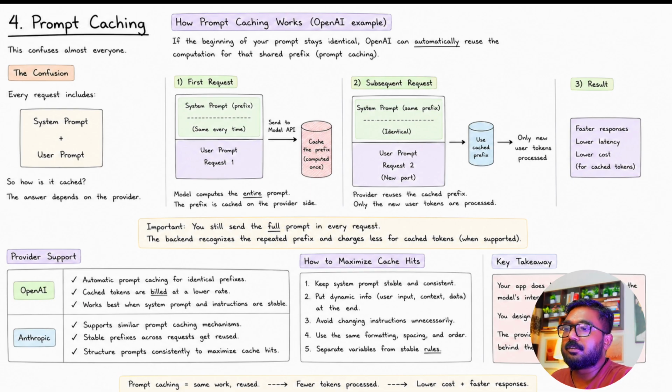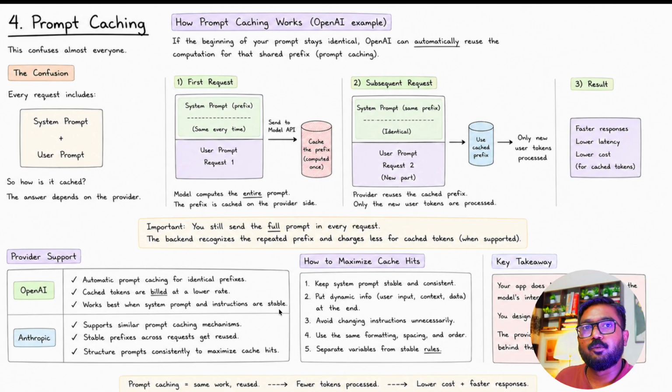These two providers, OpenAI and Anthropic, support the caching of identical system prompts. They say there is automatic prompt caching for identical prefixes, right? Cached tokens are billed at a lower rate. Whatever system prompt cached tokens are there, OpenAI bills them at a different rate, and it also works best when the system prompt and instructions are stable. So that's what I'm saying.